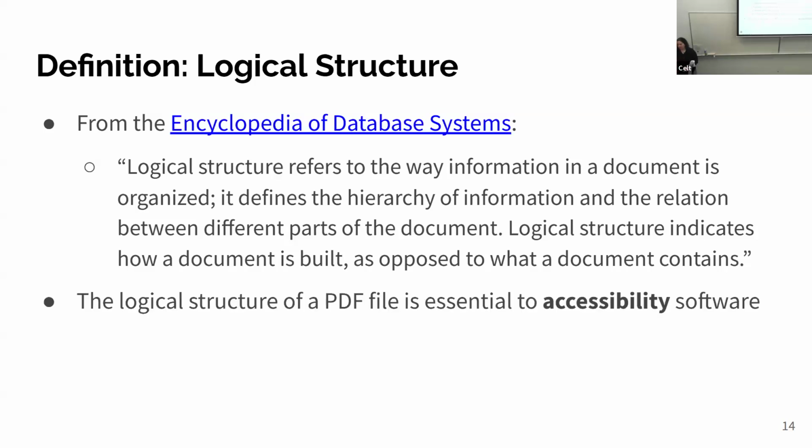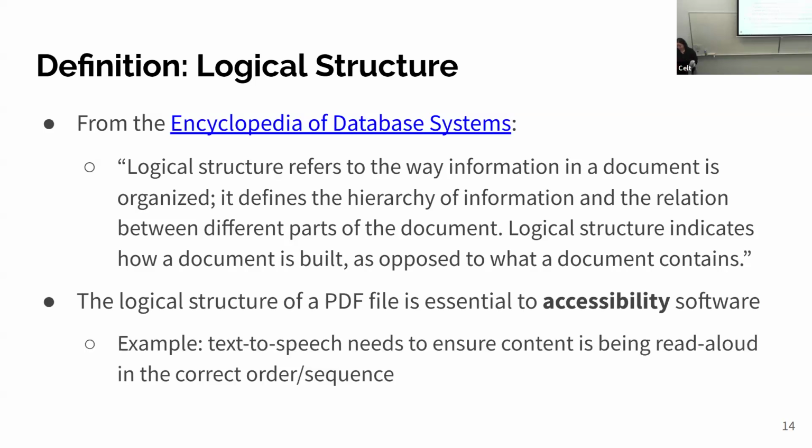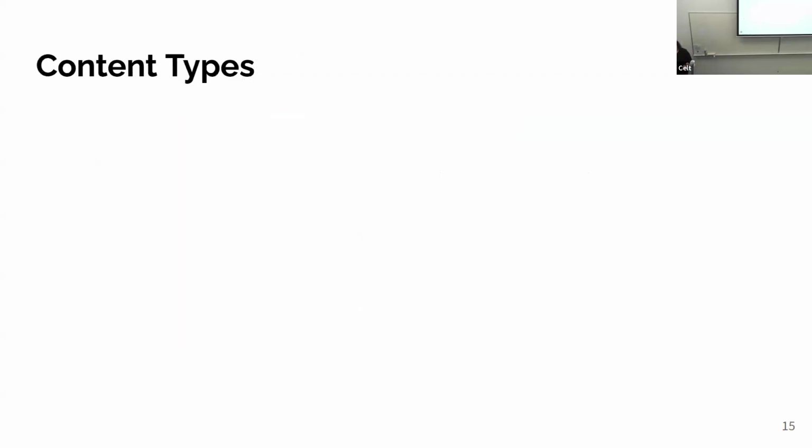So the logical structure of a PDF file is essential to accessibility software. For example, if you have text-to-speech, any assistive technology that uses text-to-speech, you need to ensure that the content is being read out loud in the correct order or sequence. And that, as we will talk more about later, is affected by the logical structure of the PDF or of the tagged PDF.